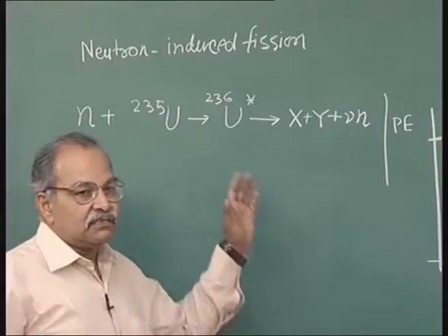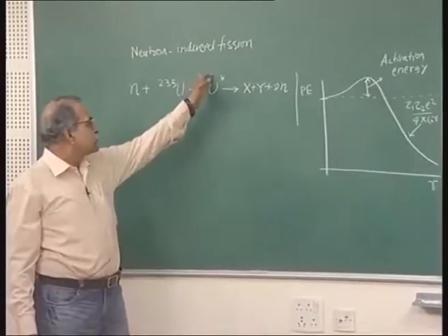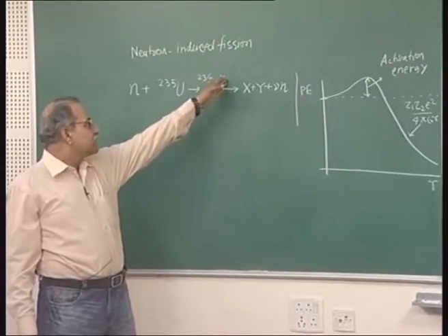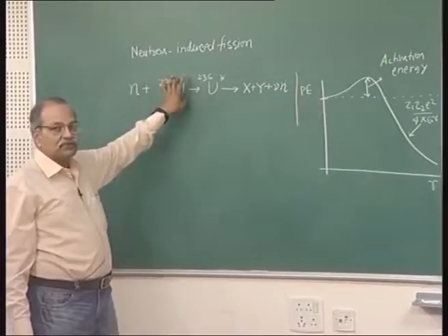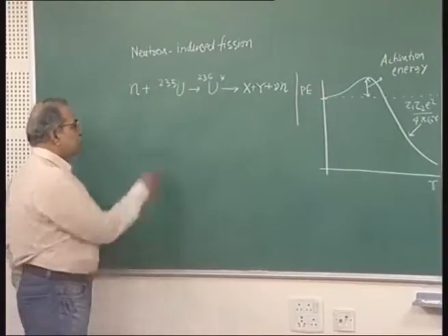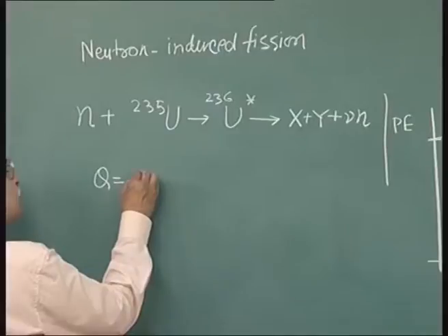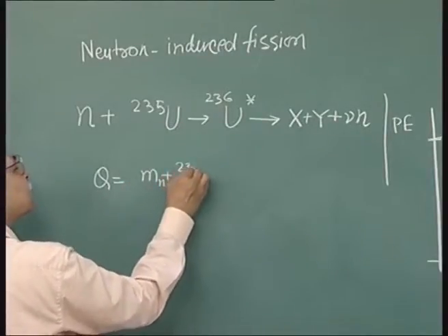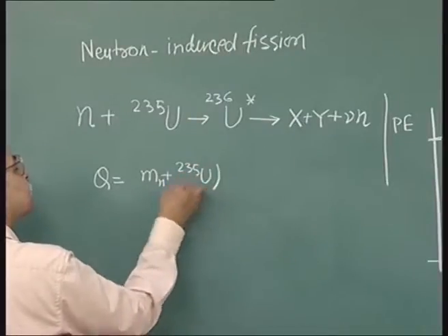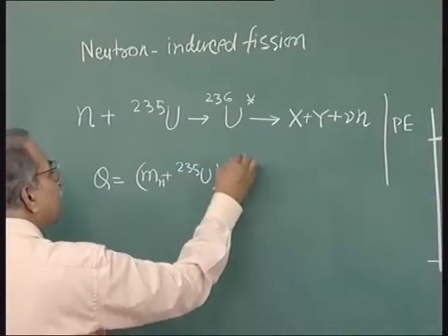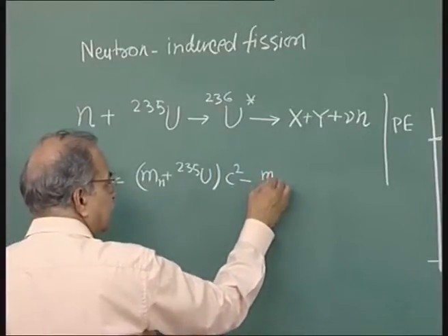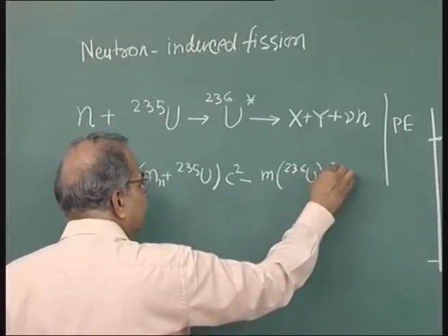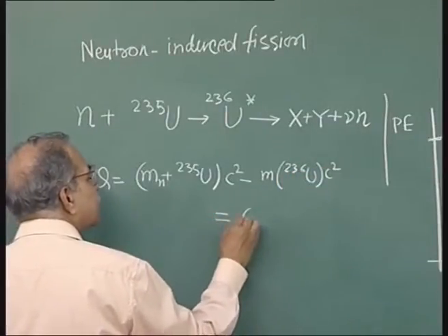Now, this nucleus uranium 236 which is formed, is formed in an excited state. That is because if you work out the Q value of this reaction, that means the rest mass of the neutron plus the rest mass of uranium 235 times c square, minus the rest mass of uranium 236 in the ground state times c square, that turns out to be something like 6.6 MeV.